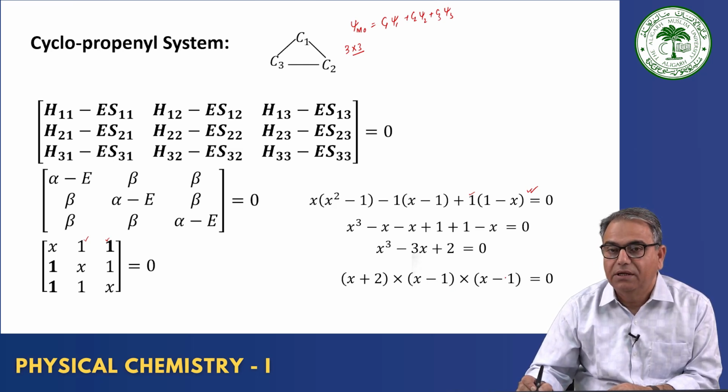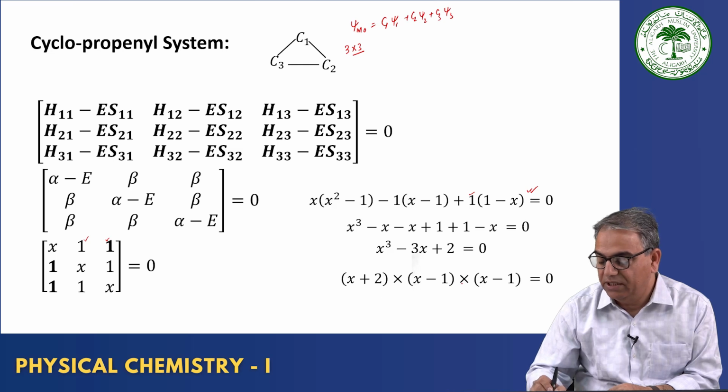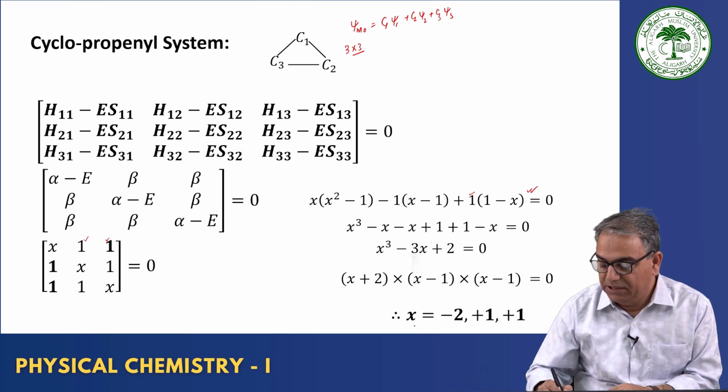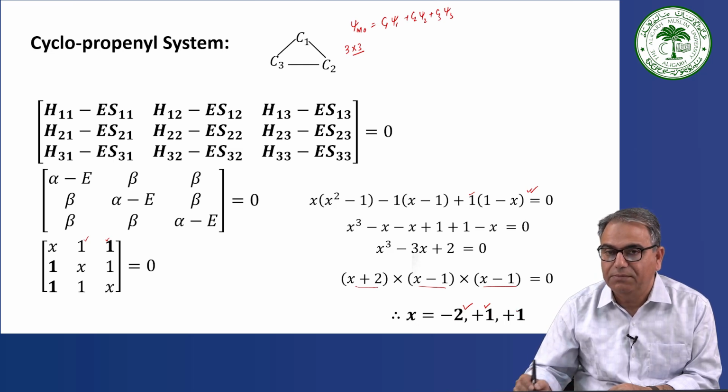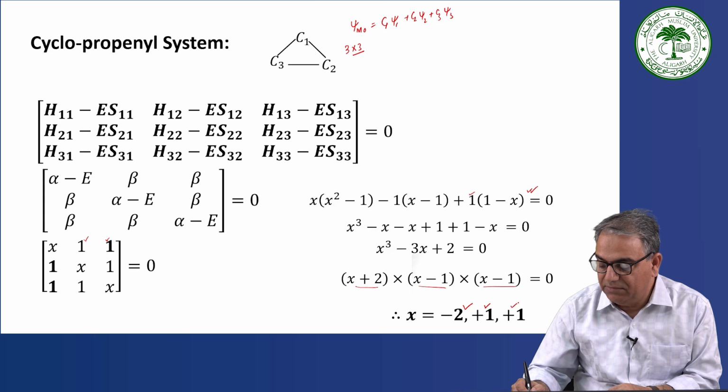So what does it mean? The value of x is minus 2, plus 1 and plus 1. Each of these terms could be equal to 0. If you do factorization, you get this one, and that you can check also. So x could be minus 2, plus 1 and plus 1. So two terms have the same x value, plus 1 plus 1. Okay, and what does it mean?